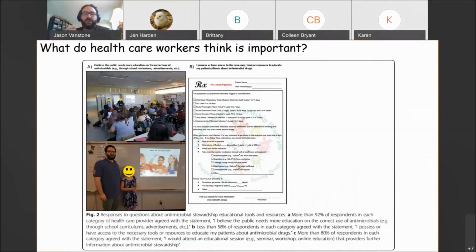So the viral prescription pad is one, and there were a number of others. This was certainly one of the ones that we really tried to promote, and I'll come back to that in more detail as we go on here.